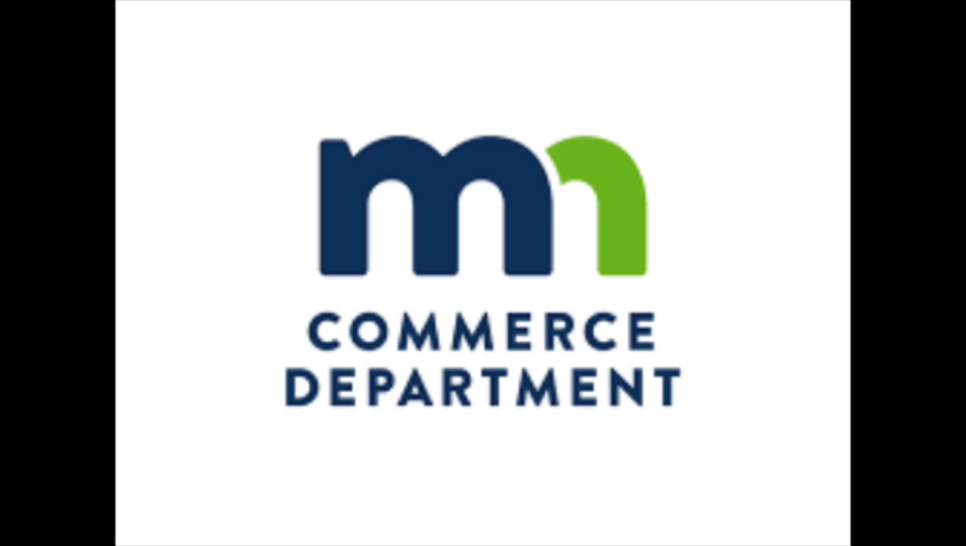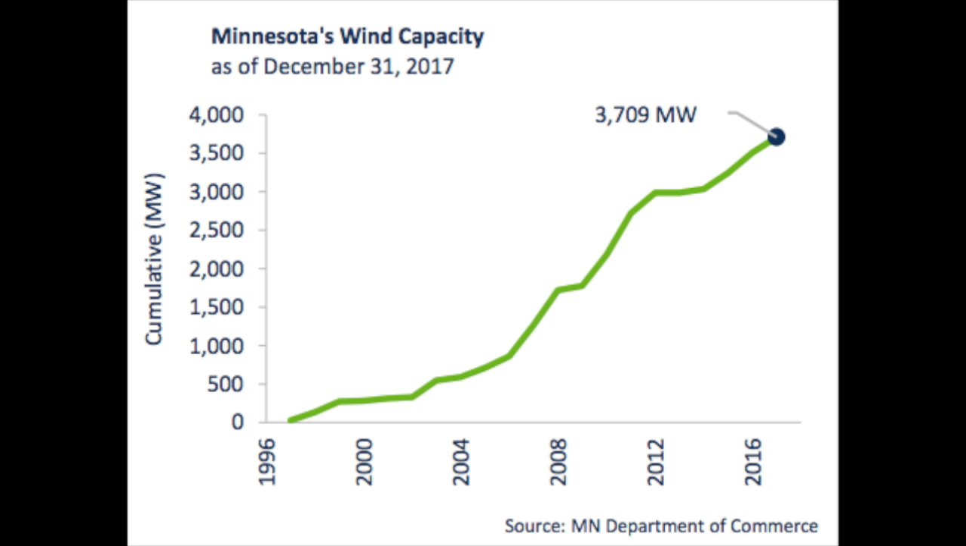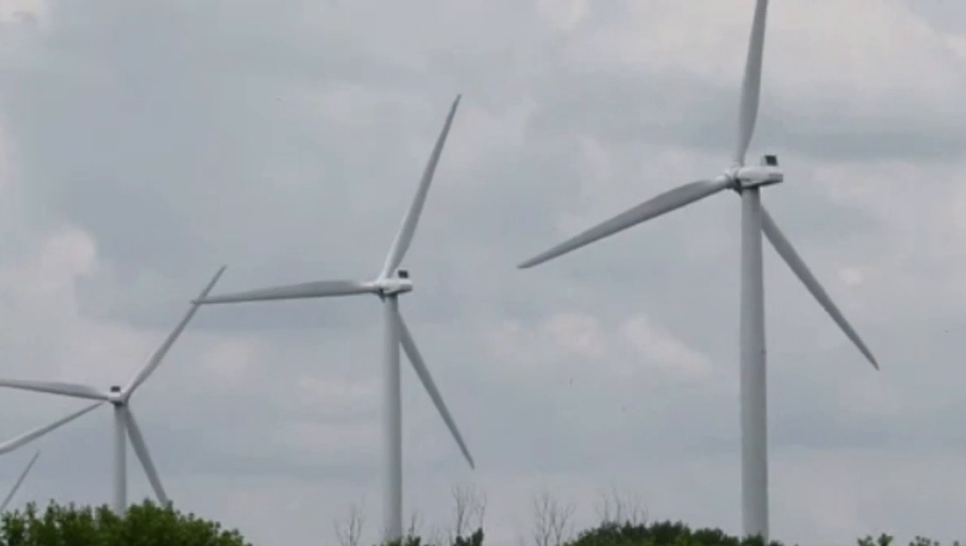According to the Minnesota Department of Commerce's Renewable Energy Updates of November 2018, at the end of 2017, Minnesota had 3,700 megawatts of installed capacity from wind turbines and 8.7 megawatts of installed capacity from small wind turbines, for a total of 3,709 megawatts. The American Wind Energy Association tells us that 1 megawatt of power can provide 525 homes with electricity.